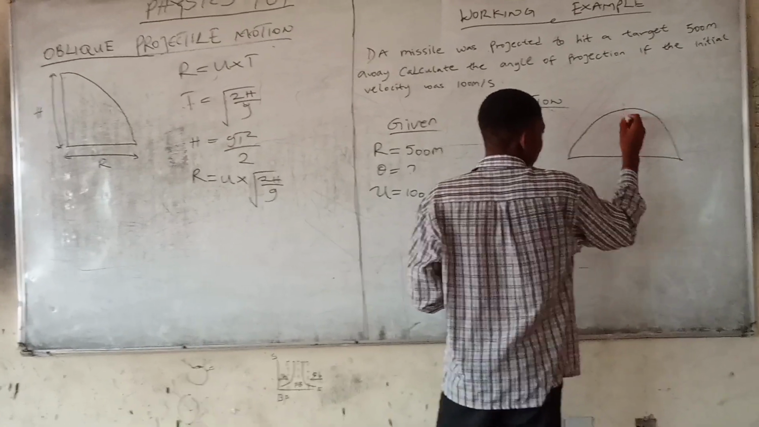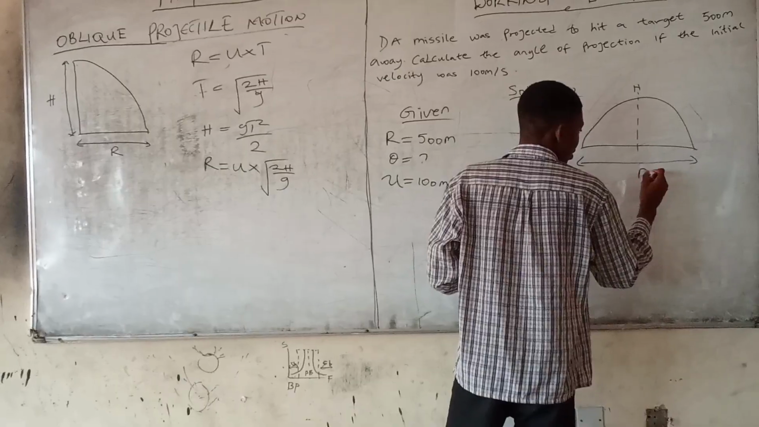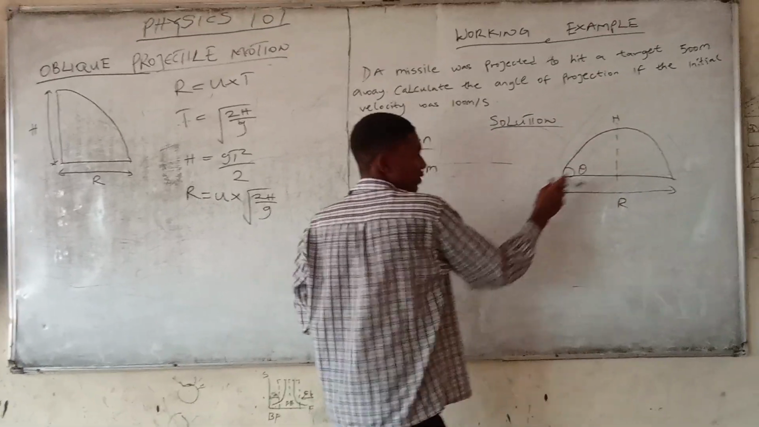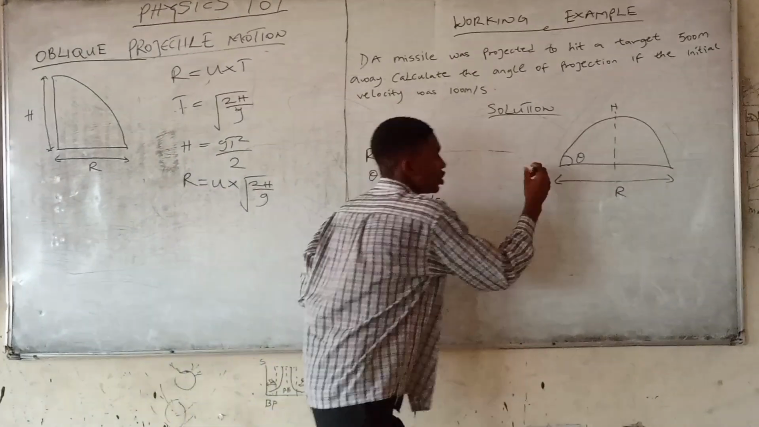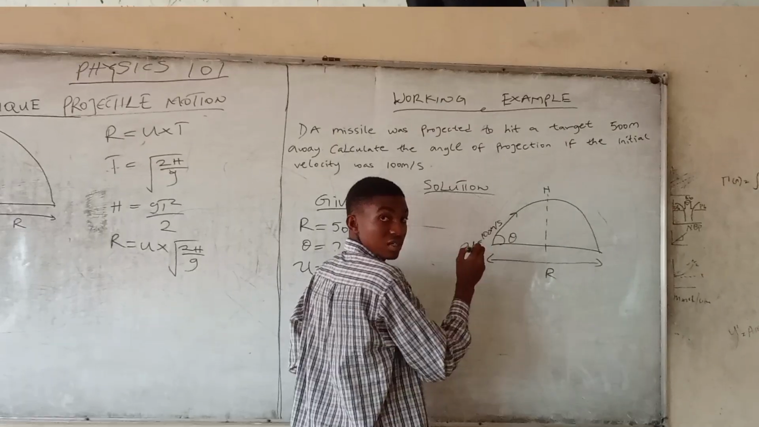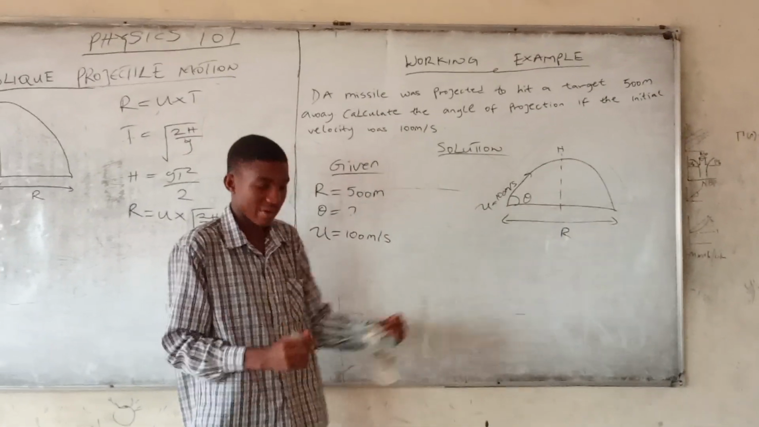Where this is your maximum height. This is your horizontal distance, R, your range. And this is your angle, what are you looking for? Theta. For this angle. Okay, and this is the initial velocity u, which is 100 meters per second.